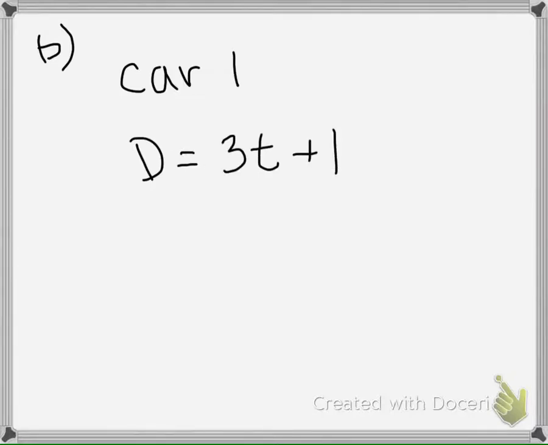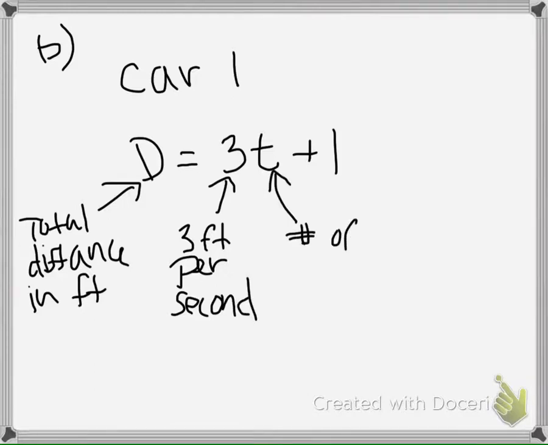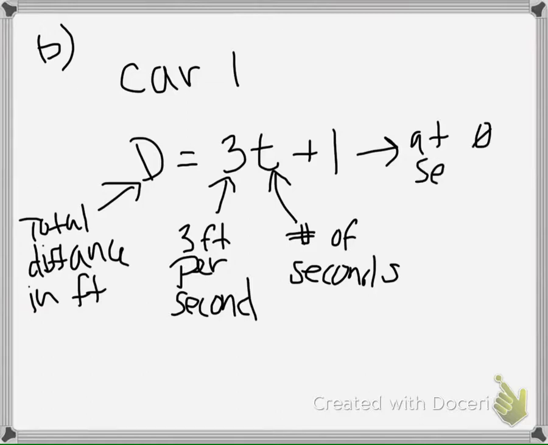3t plus 1. You could label it: d is total distance in feet, 3 is 3 feet per second, t is number of seconds, and 1 is at 0 seconds you start at 1 foot in distance.